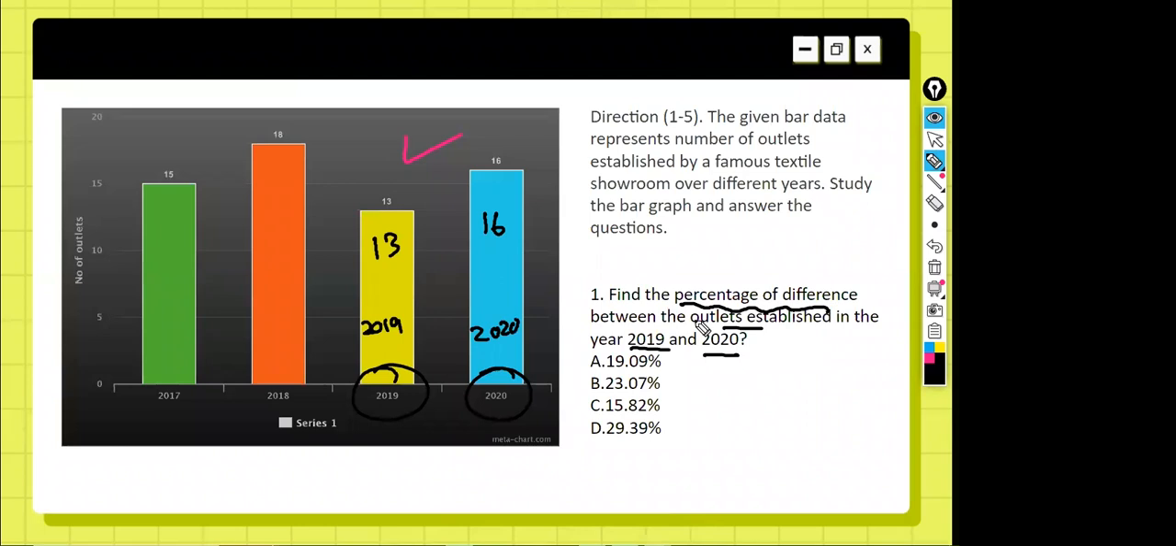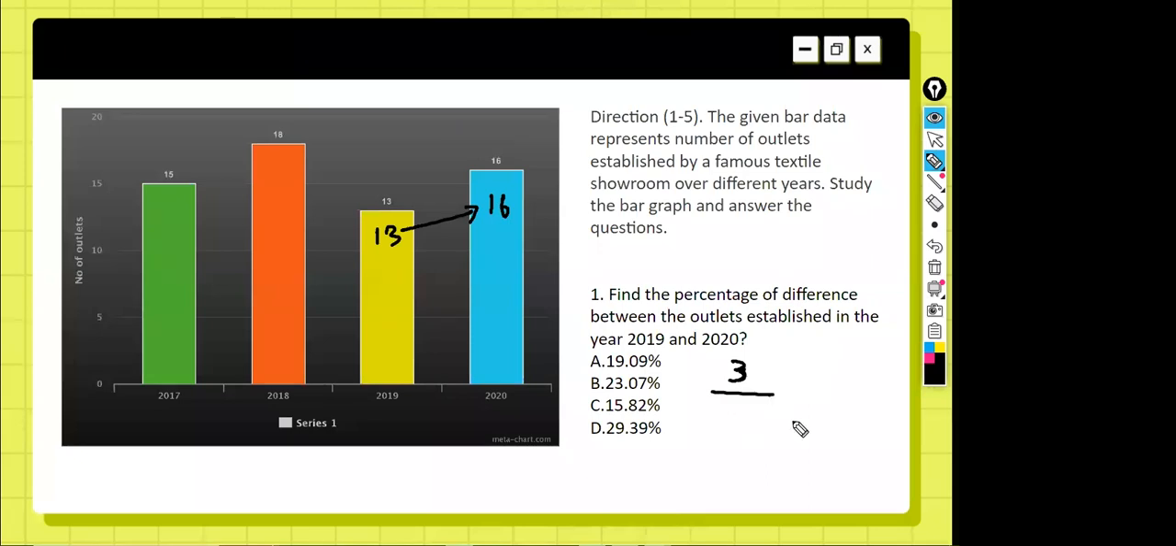So find the percentage difference. What is the difference in value? 13 to 16, how much is it? 3. So 3 is the difference in value. And what is the initial value? Which is 13. So 3 out of 13 should be the right answer in terms of percentage. They're asking how much it has been increased. So the increase in value is 3, divided by the initial value 13, into 100. This is how we generally do it.